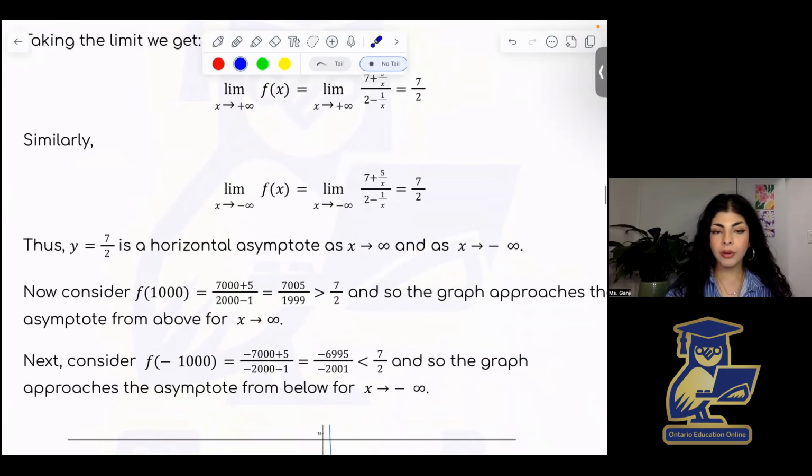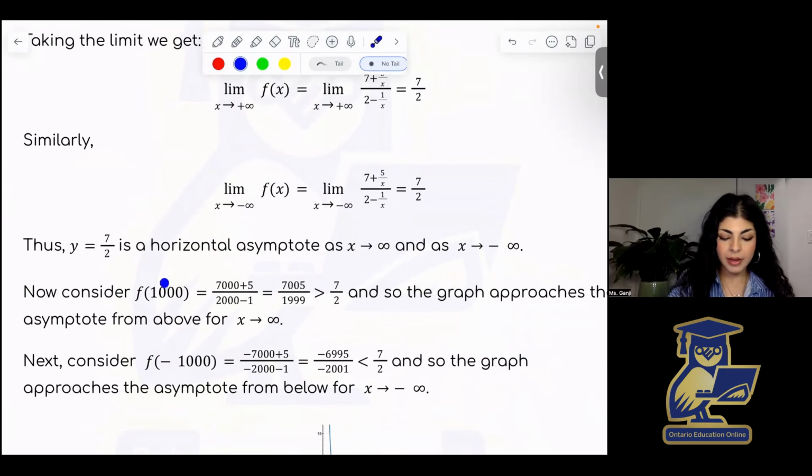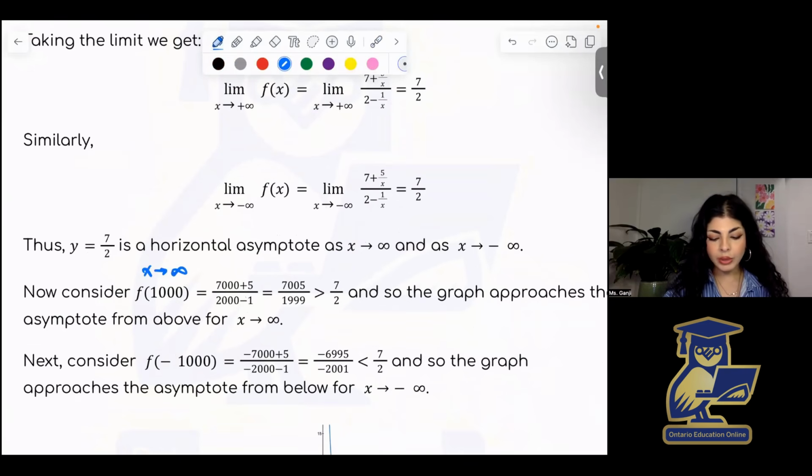So for x approaching positive infinity, we would pick, for example, 1,000. And so 7,000 plus 5 and then 2,000 minus 1, this is 7,005 over 1,999. So this is greater than 7 over 2.